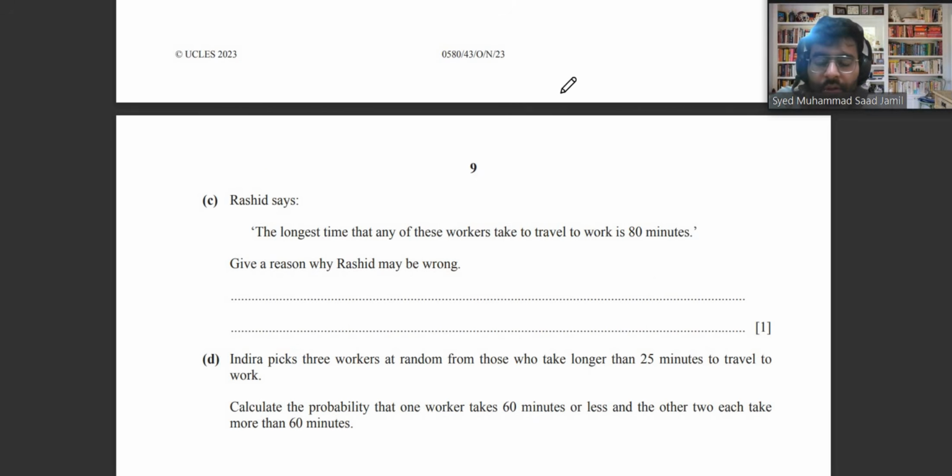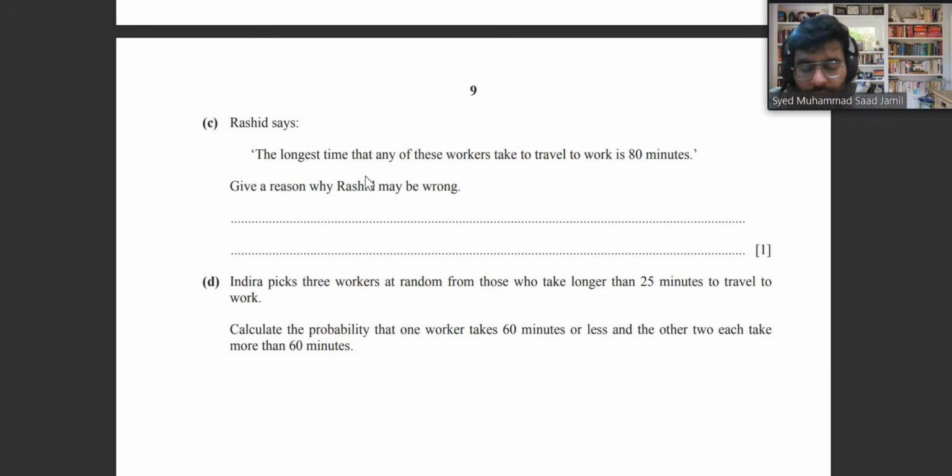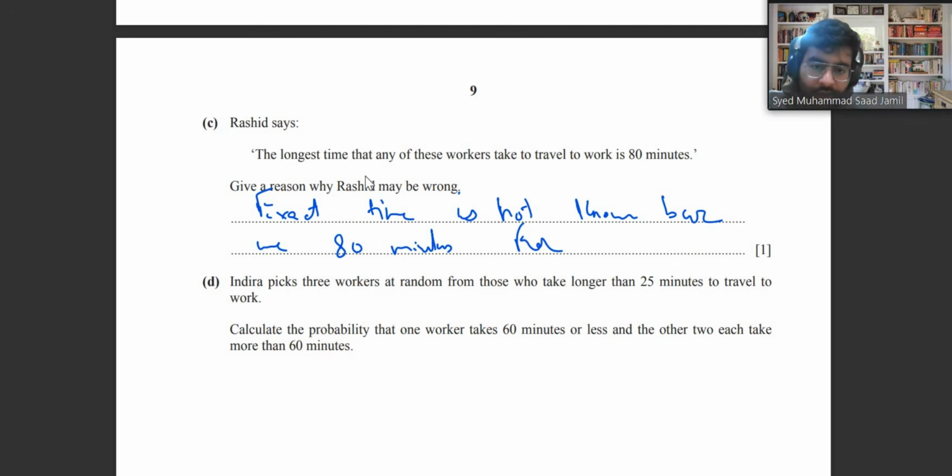Okay, now it says, Rashid says that the longest time that any of these workers take to travel to work is 80 minutes. Give a reason why Rashid may be wrong. The reason why Rashid is wrong is that the exact time is not known. Because we can consider 80 minutes for like 78.5 or something as well.